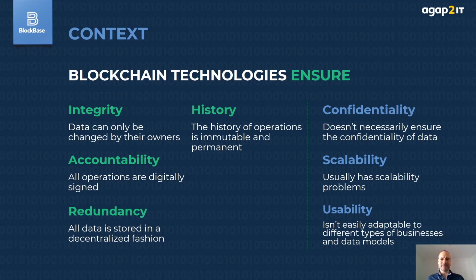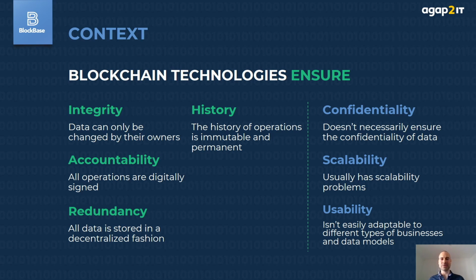So, what do blockchain technologies ensure, in fact? They ensure integrity, so data can only be changed by their owners. You have to own the private key to make changes to your data, to transfer your funds, to execute the smart contract. You have to own the key. So there's integrity there.